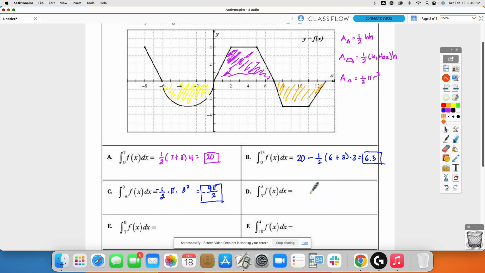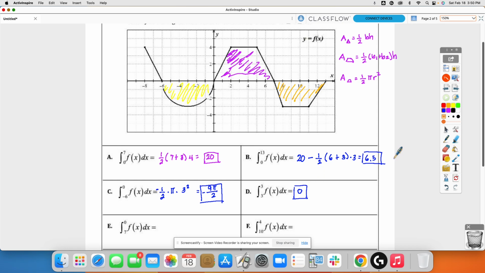Okay, for letter D, we want to get the integral from 3 to 3. Remember that if the lower limit and the upper limit are the same, then there is really no area formed. So the area would be equal to 0.